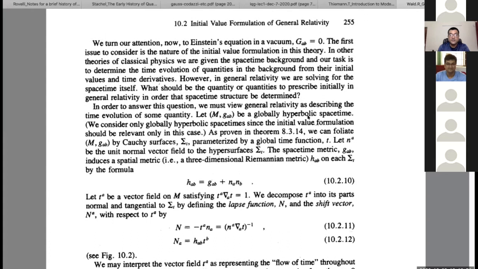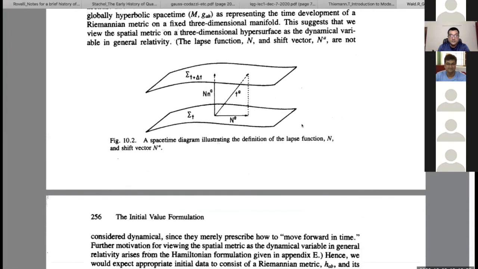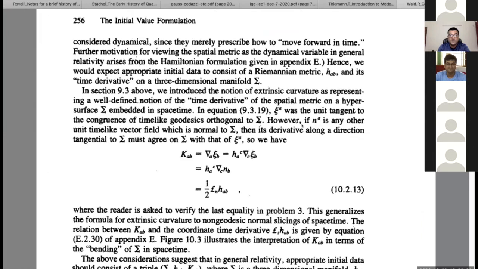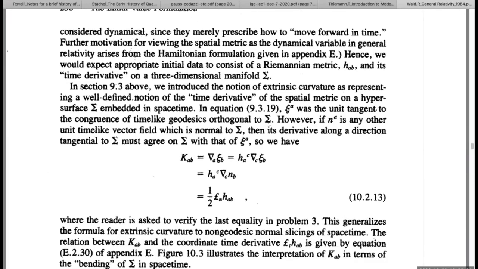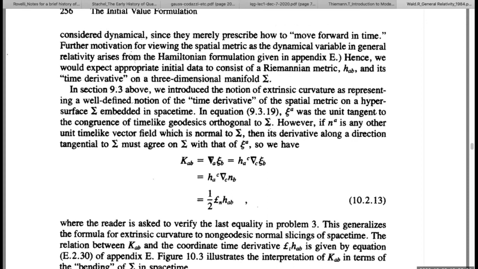This is the chapter on the initial value formulation, and this is the standard notion. Now, you have this n^a. So if this is a unit timelike vector field which is normal to sigma, then its derivative along a direction tangential to sigma must agree on sigma with that. So you define this, you take the covariant derivative of your normal vector. And this covariant derivative becomes equal, so we'll see what it gives us.